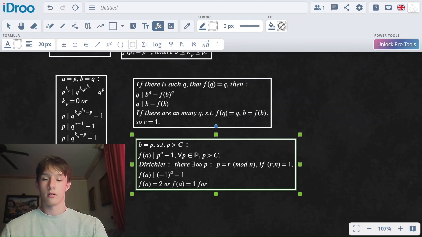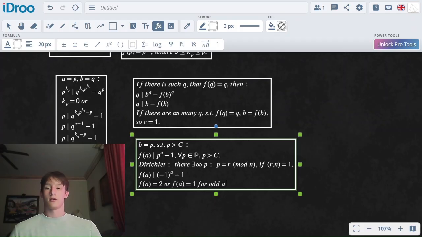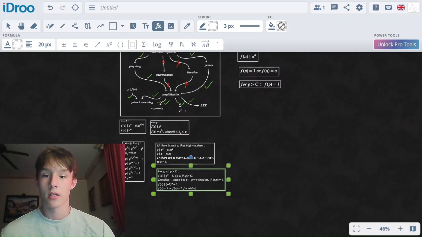for all, wait, not like this, for odd a. So if a is odd, then f of a should be basically 2 or 1. That's essentially what is said. So yeah, however, now it's just like casework.